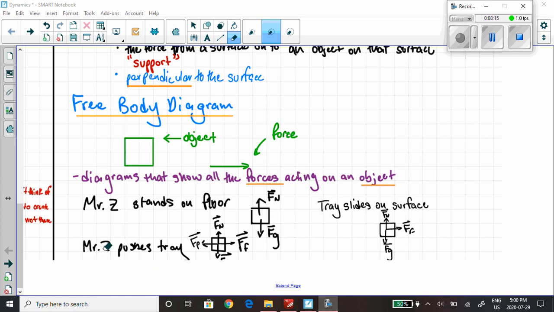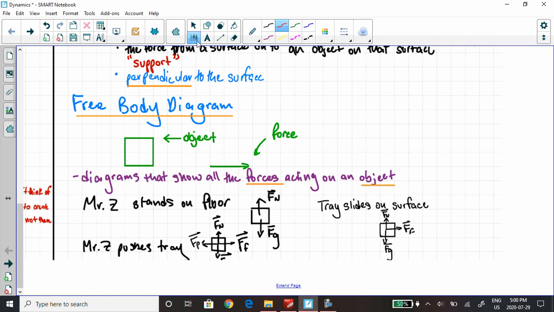How about Mr. Z pushes a tray? So think about me pushing a tray on a surface. And I'm pushing it, so there's force P, push. Some people call it applied force. There's the force of gravity, since it's on the Earth. There's the normal force, the surface holding the tray up, and there's the force of friction. So there's your second free body diagram.